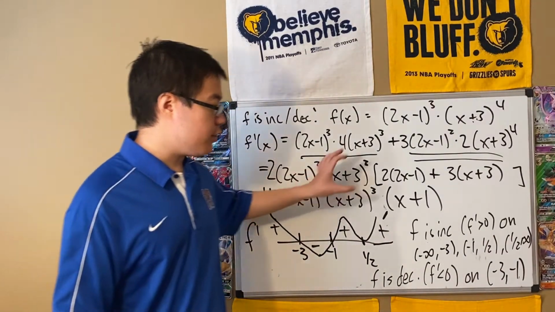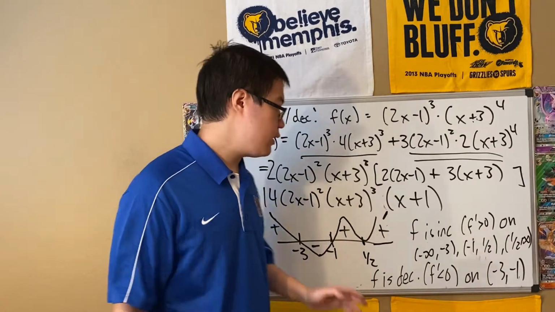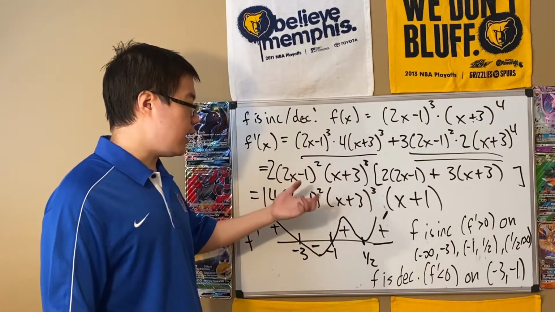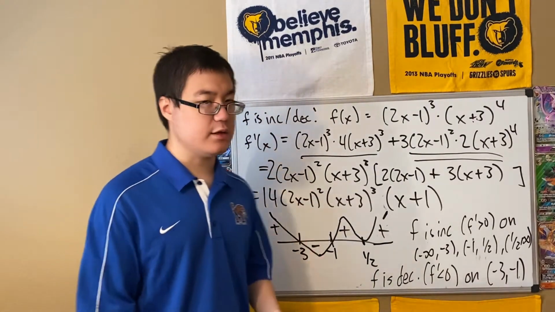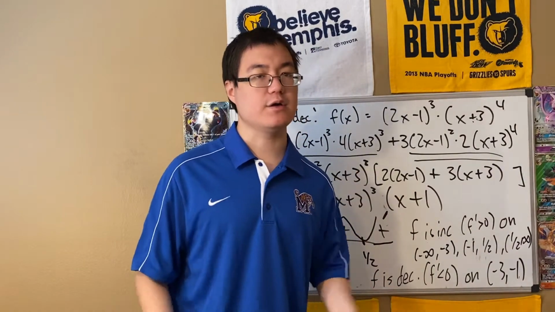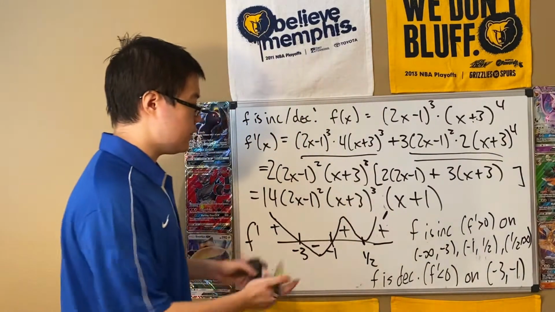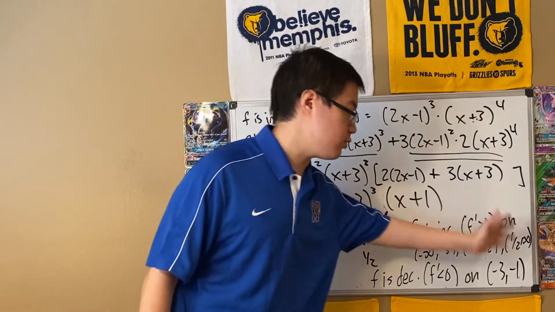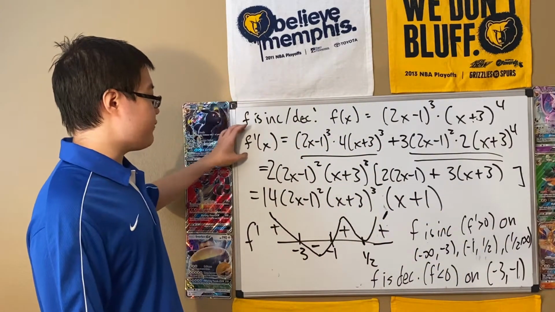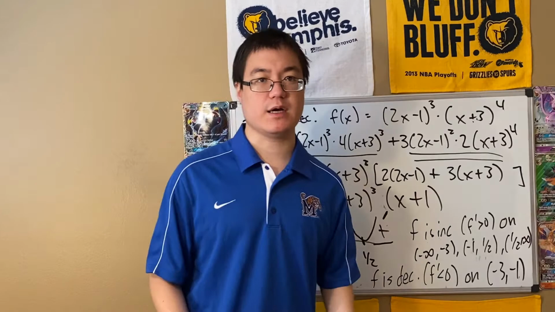You just count the number of zeros to get end behavior, and then you approach each zero, the zero behavior, by looking at the exponent of that factor that relates to that zero. So this is all it is, and this is the actual process. F is increasing when f prime is positive, f is decreasing when f prime is negative.